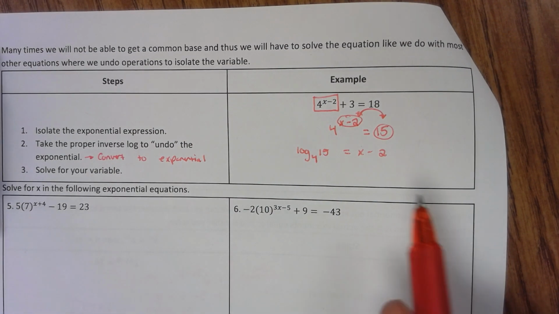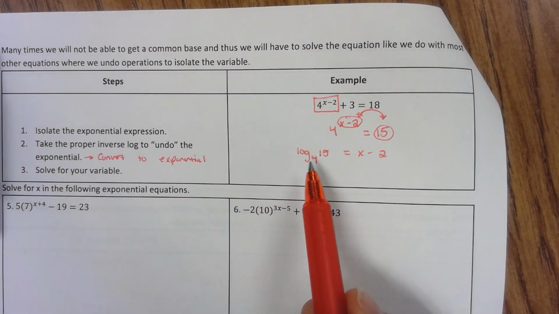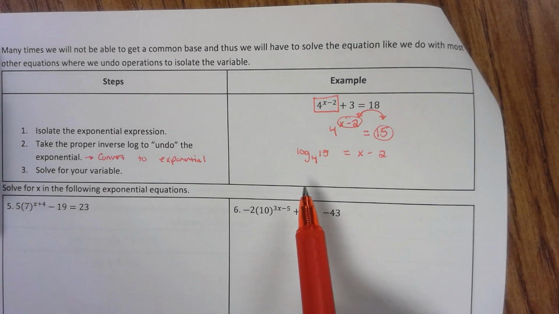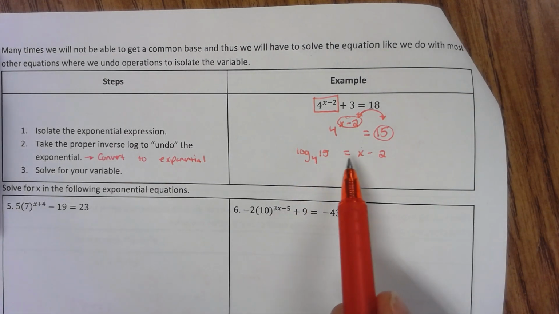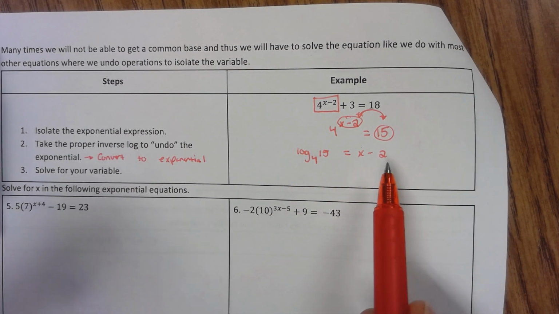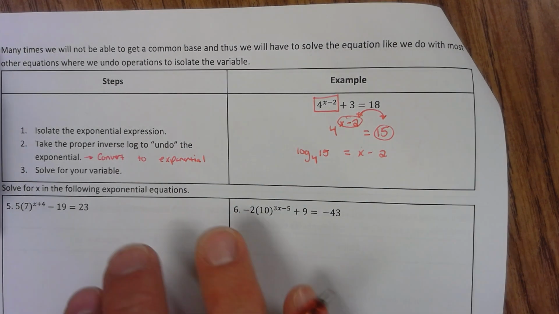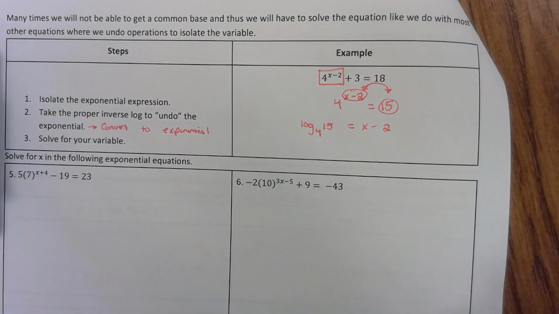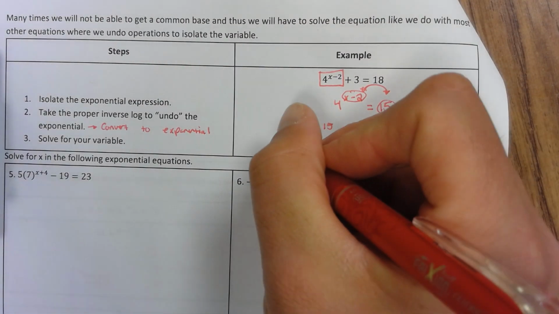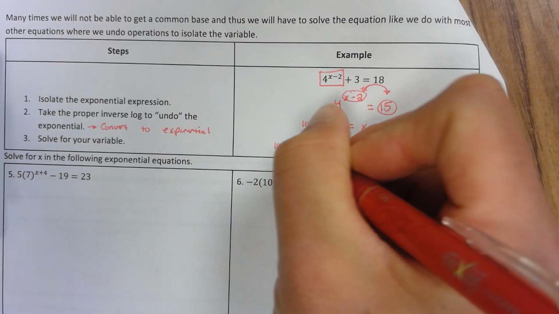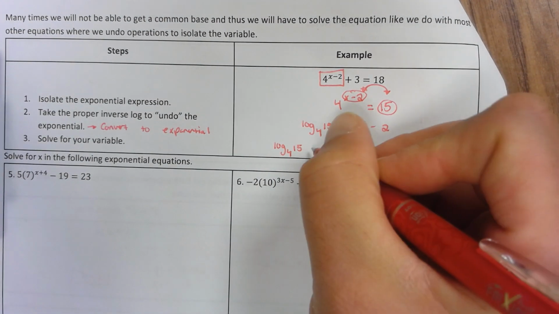Okay, so remember log base 4 of 15, that equals a number. I don't know what that number is. It's going to be some decimal. Okay, but now for us to get x by itself, I just need to add 2 to both sides. So our answer in its exact form, we would leave it as this log base 4. It's log base 4 of 15. And I'm going to add 2 to that.